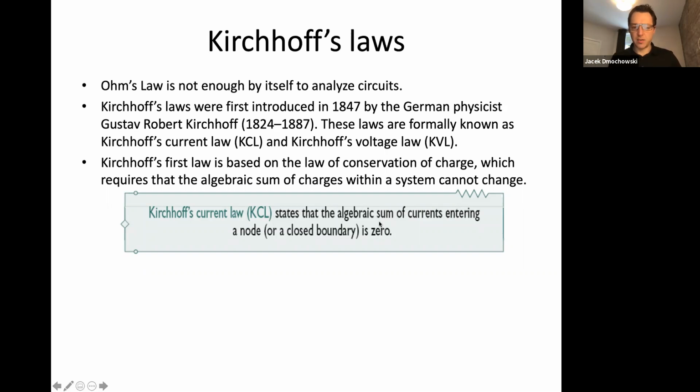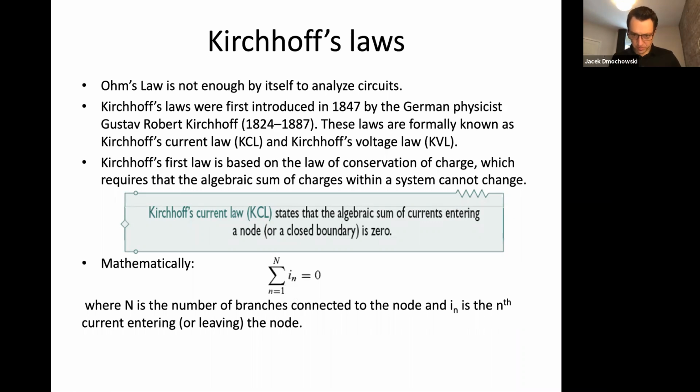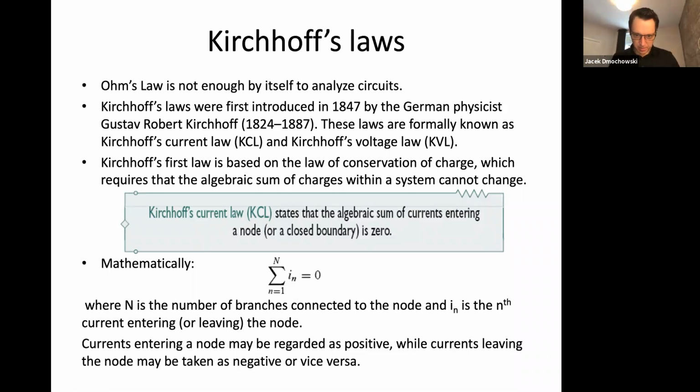It just states that when current enters a split, you can't lose current along the way. So the algebraic sum of current entering a node is 0. Mathematically, the sum of the currents, where they are all branches connected to the same node, has to equal 0. Current entering a node can be thought of as positive, and currents leaving a node may be taken as negative.